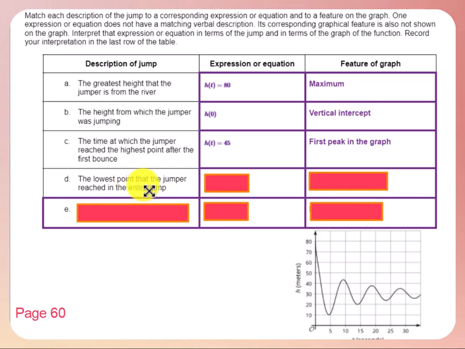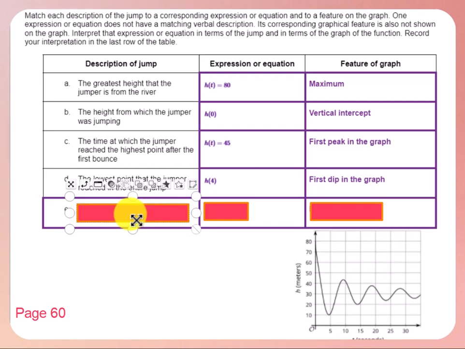All right, the lowest point that the jumper reached in the entire jump is going to be at about 4 seconds. So that's going to be h of 4. That's going to be the first dip in the graph.